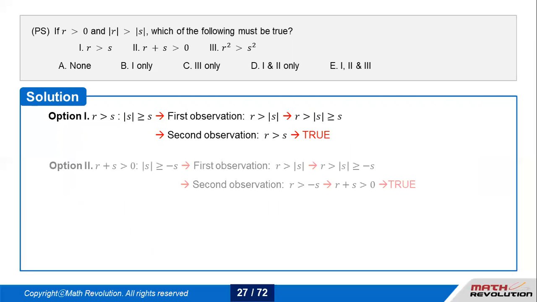If we go with option number 2, which says R plus S is greater than 0, we know that modulus of S would be greater than or equal to negative S.